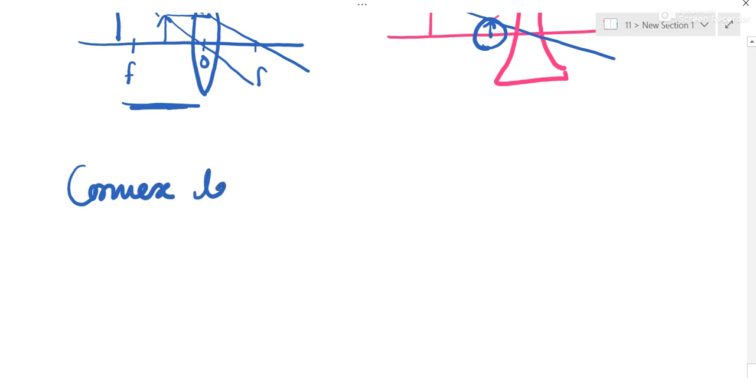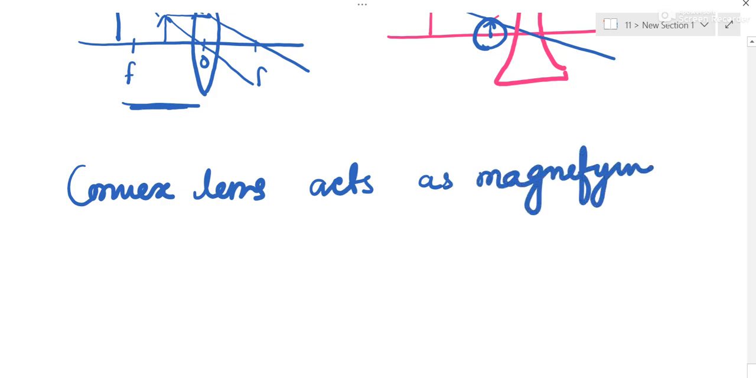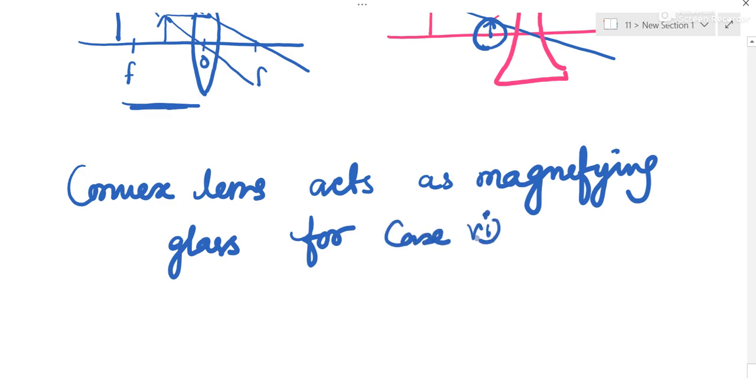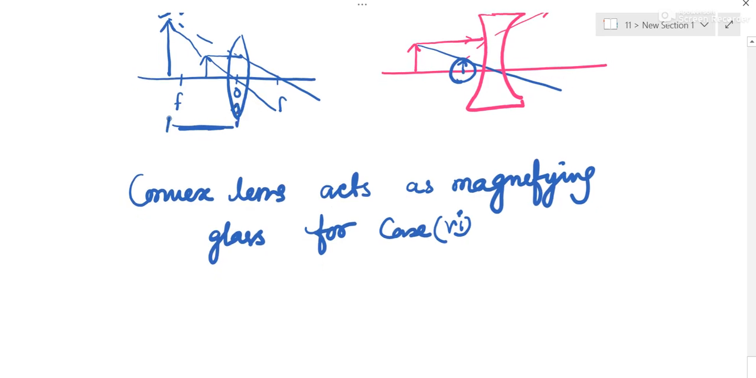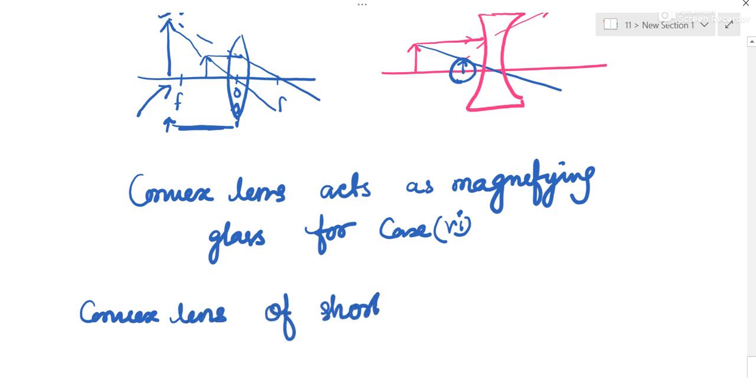Convex lens acts as a magnifying glass for case number 6. When the object is kept between optical center and focus, it forms a virtual, erect and big image. Magnifying power will be more when the focal length is less. A convex lens of short focal length should be preferred, shorter focal length.